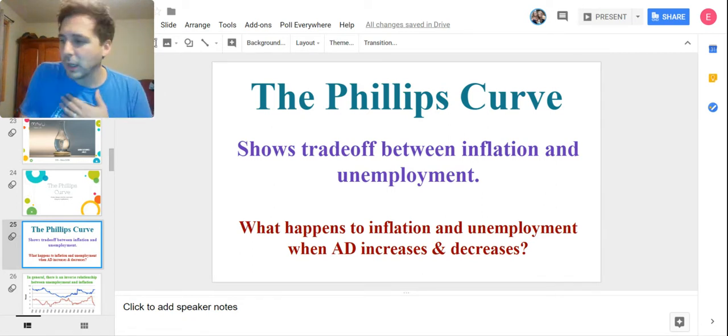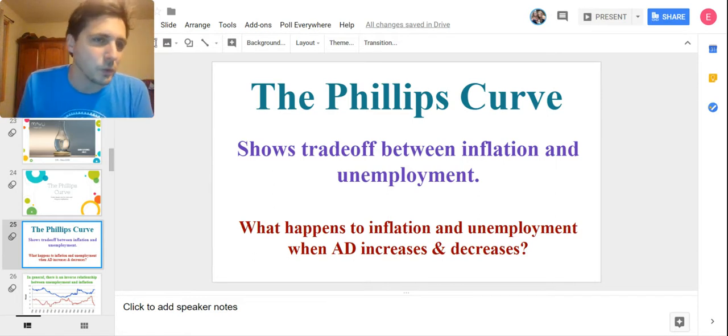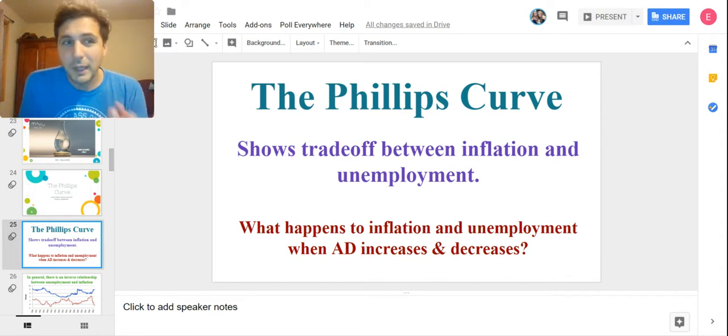Okay, so we actually already know what the shape of an inverse relationship is because we have a demand curve that also shows an inverse relationship. Theirs is price and quantity, still an inverse relationship. Of course, it's a downward sloping curve. So basically, if you remember that inverse relationship, you always remember what a Phillips curve looks like because it looks just like a demand curve. And then we'll go over why that is here in a second.